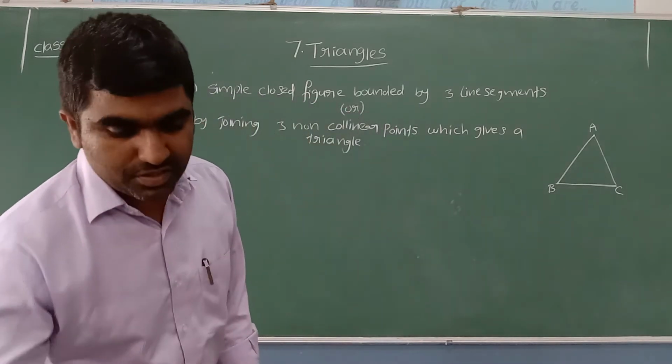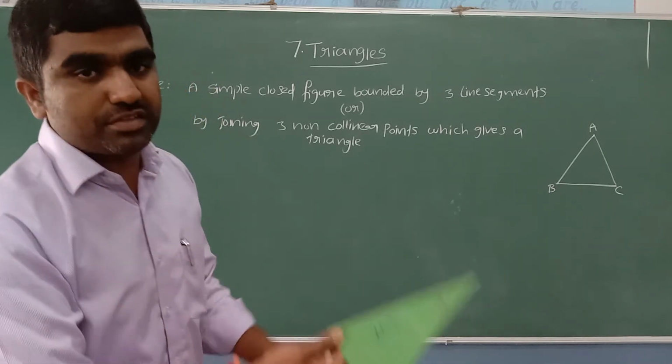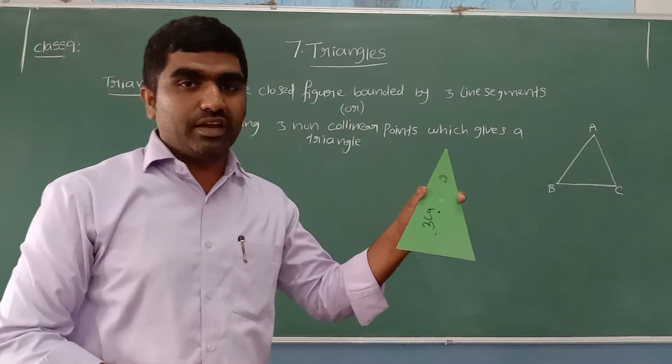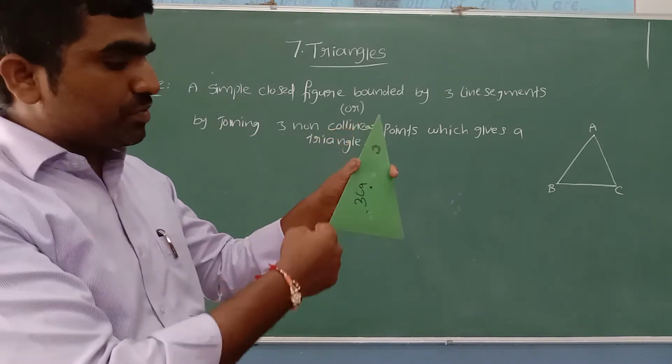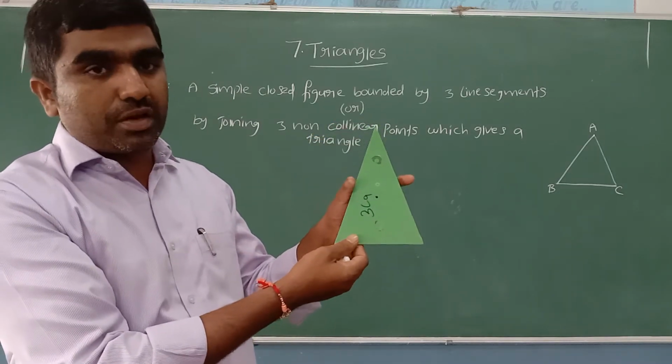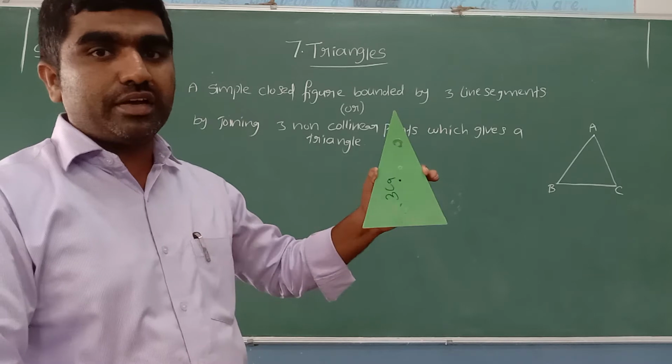Now let me show you one object. What can you say about this? It is called a triangle. It is bounded by three sides: 1, 2, 3. It is a simple closed figure bounded by three sides, so it is called a triangle.